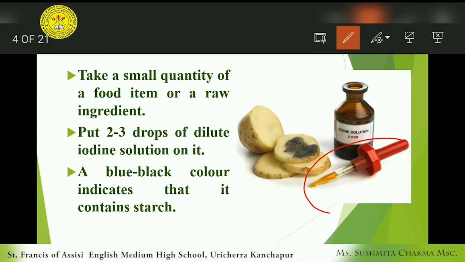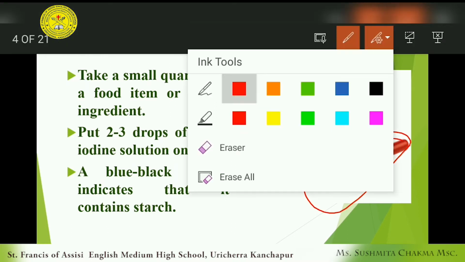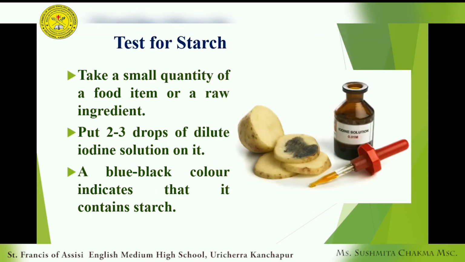This one, can you see? This is called a dropper. With this, we'll add 2 to 3 drops of iodine solution on the slice of potato. Then, after some time, a blue-black color will appear. That means starch is present. When a blue-black color appears, that means starch is present. So this is how we can test for starch.